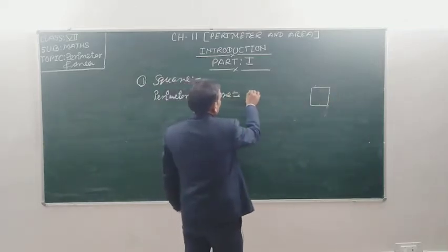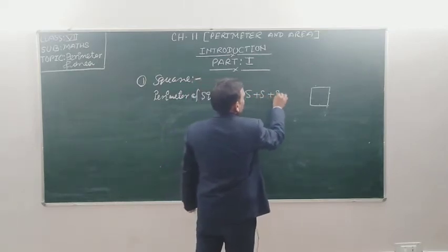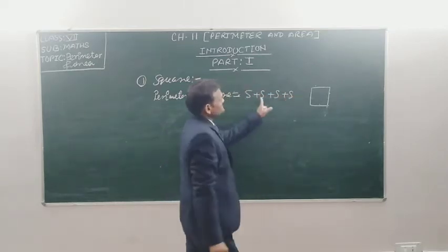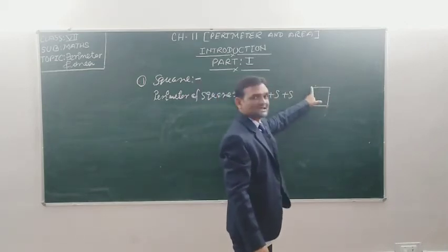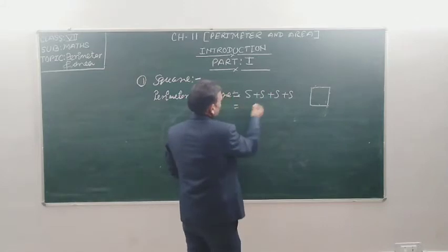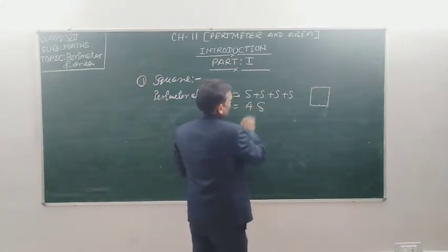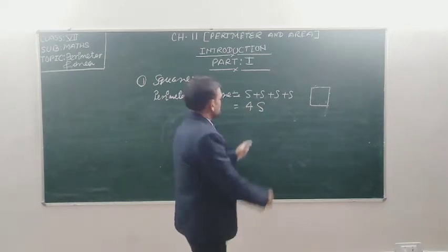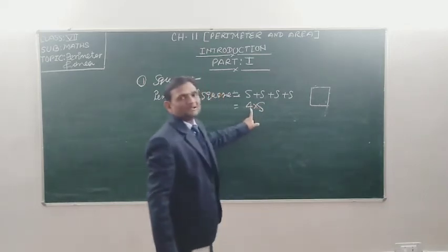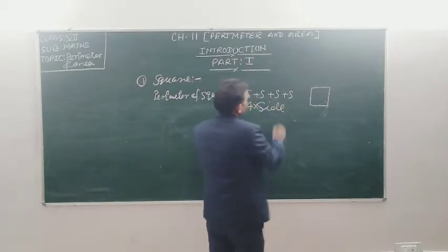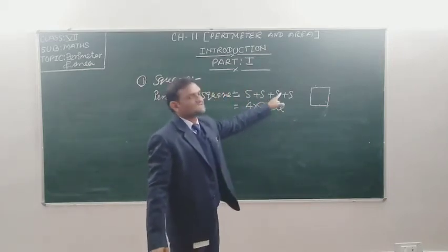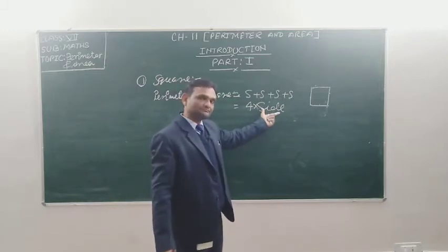So you can write it like this: s plus s plus s plus s, side plus side plus side plus side, this side, this side, this side and this side. When you add, you get 4s, and there is no sign between 4 and s, so you will understand it as the multiply sign. 4 into side, s means side, so the perimeter is 4 into side.